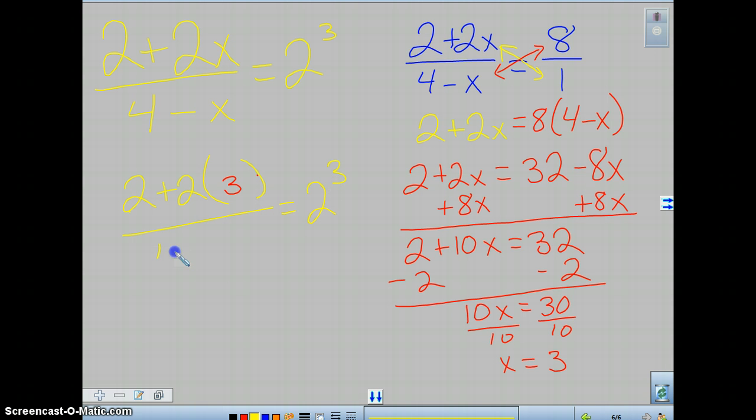That's going to be divided by 4 minus 3. Well, let's see. 2 plus 2 times 3. Order of operations says 2 times 3 is 6. Plus 2 is 8. Over 1 equals 2 cubed. And that works. So I know that my answer, x equals 3, is correct.